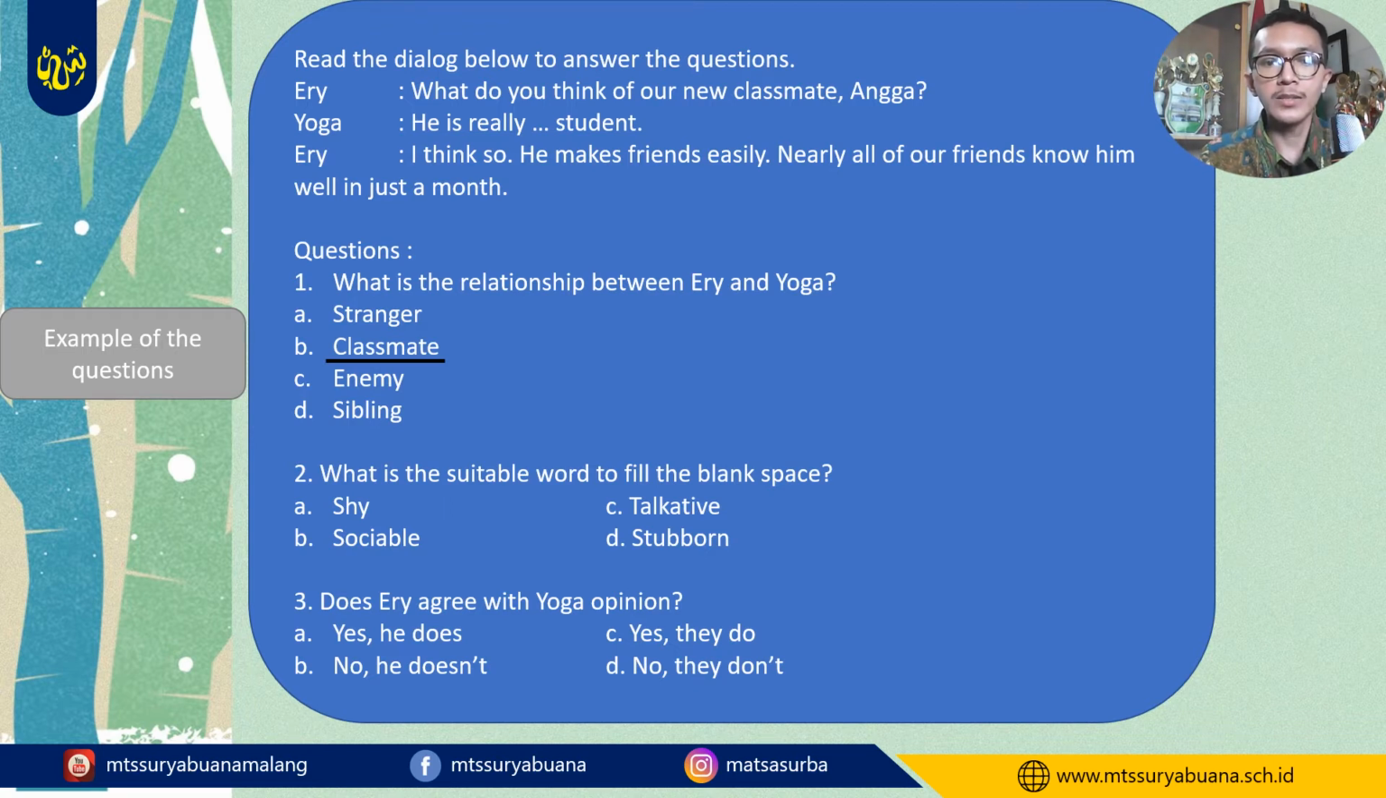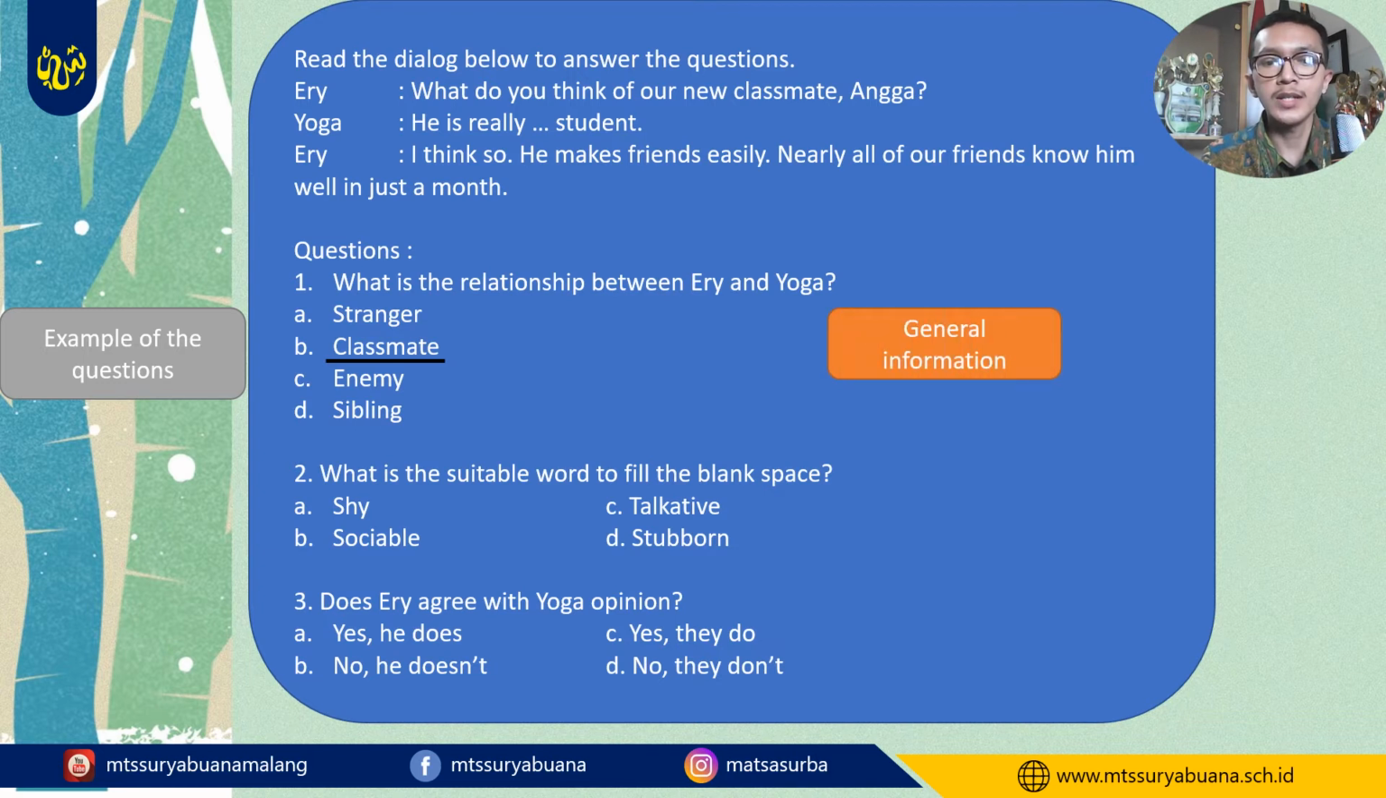Okay, question number 2. What is the suitable word to fill the blank space? You can see here the blank space. He is really a blank student. In this question you can make a conclusion by reading this sentence: I think so. He makes friends easily. So the character of the new classmate there is A. Shy, B. Sociable, C. Talkative, or D. Stubborn.